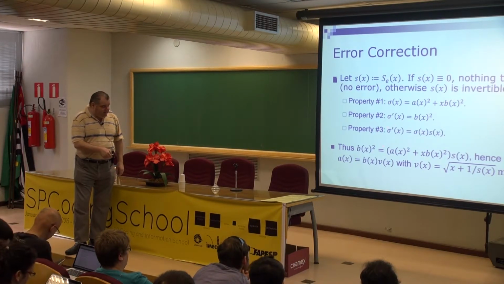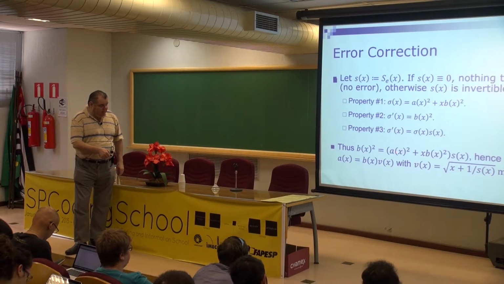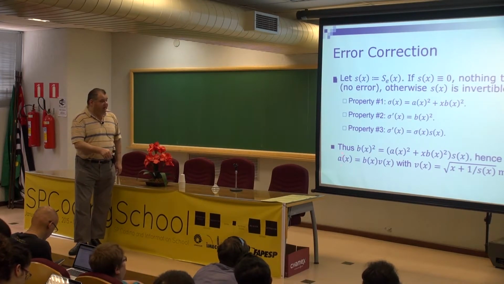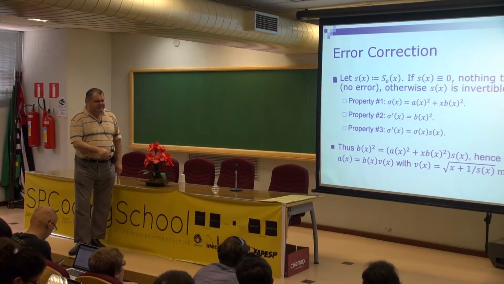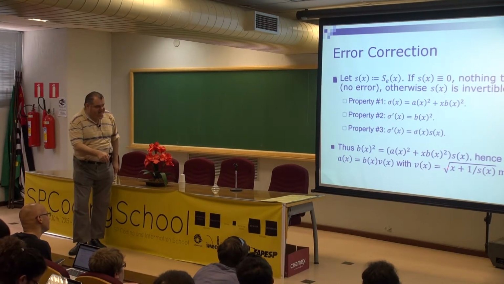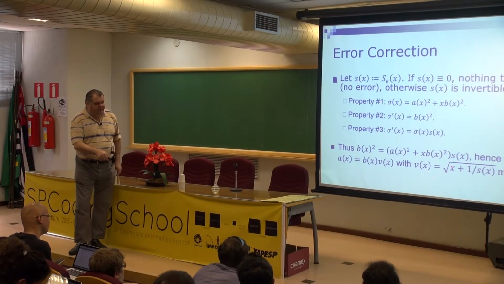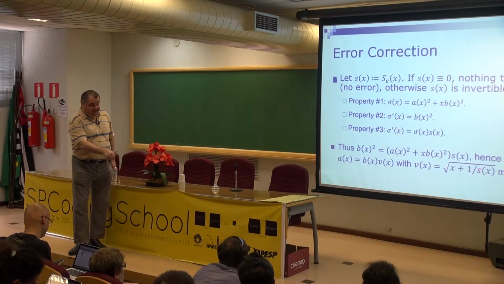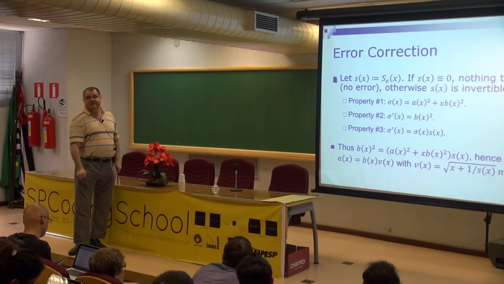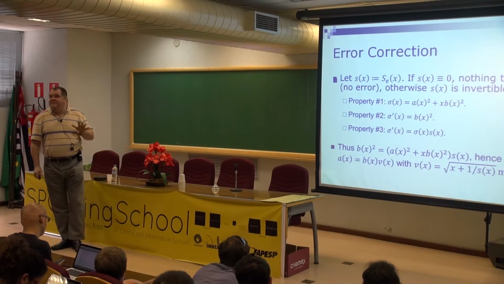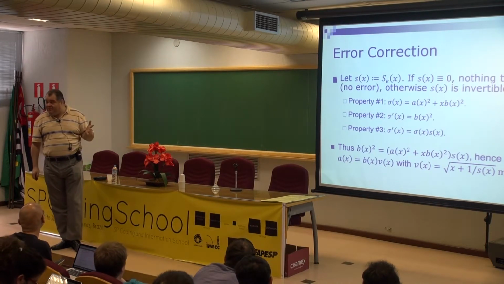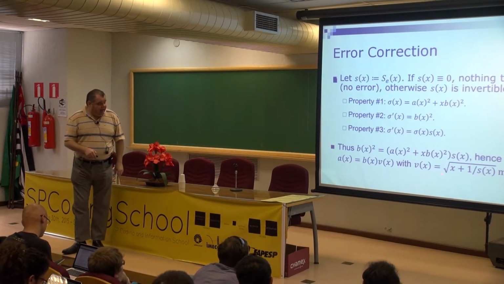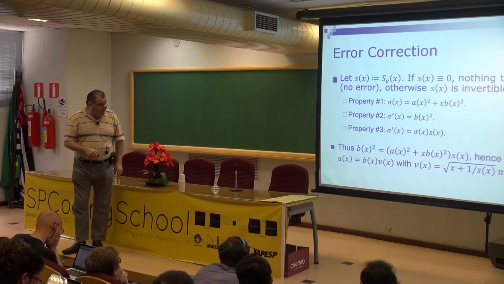It means that there is a relationship between polynomials A and B, mod G. A equals B times some polynomial V, which has this form: the square root of x plus the inverse of the syndrome. Mod G, we have to invert S mod G, and we have to compute the square root mod G, but that's not a problem, we can do it. And so we end up with an equation of this form.